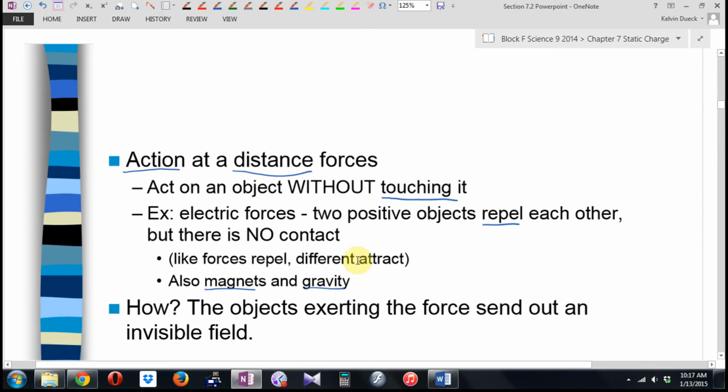This is what Michael Faraday, one of my favorite scientists who lived about 1830 to 1880, and also basically invented most of our electrical system. He invented the generator, he invented the electric motor, good scientist. He said, they are touching, but they're touching invisibly. The objects exerting the force send out an invisible field. In this case, an electric field. For magnets, a magnetic field. For planets, a gravitational field.